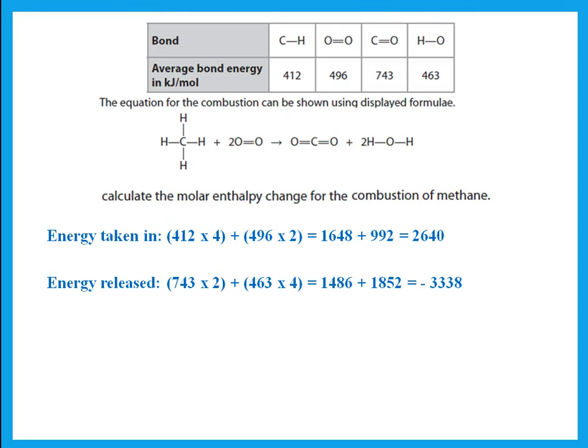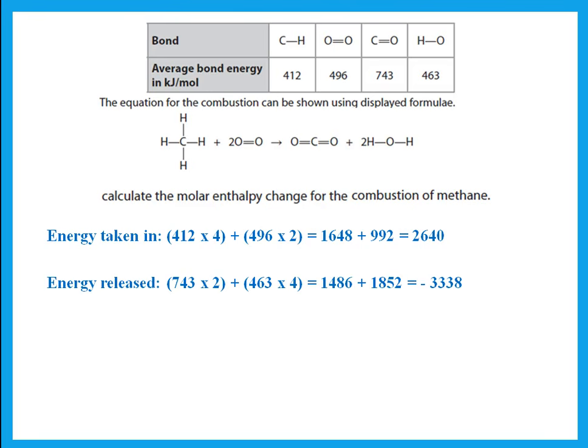Now, in the products, what am I forming? I'm forming 2 CO bonds. Can you see the C double bond O? I have a C double bond O on this end and a C double bond O on the other. We're looking at the bonds, not the atoms. So how many C double bond O do I have? I have 2. And he's telling me each one is 743.